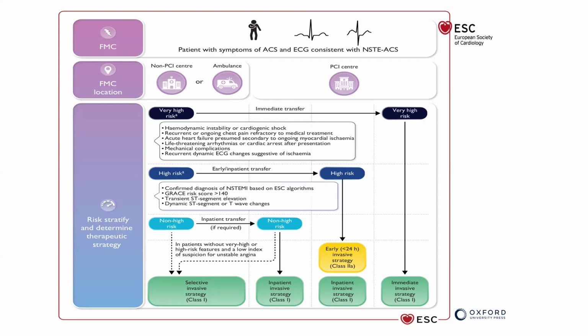However, if the patient has features of high risk, not very high risk, defined by the presence of a risk score of greater than 140, transient ST elevation, dynamic ST segment or T-wave changes, then the patient will still have a coronary angiography with possible PCI, but within 24 hours, which is 2 to 24 hours. Less than 2 hours is the very high risk group. So this is the general pathway, but essentially every patient with non-STEMI, even if low risk, is advised to have an angiography before discharge.